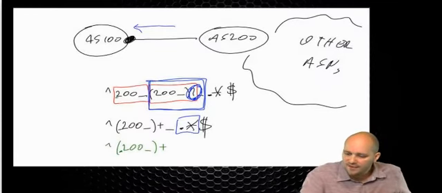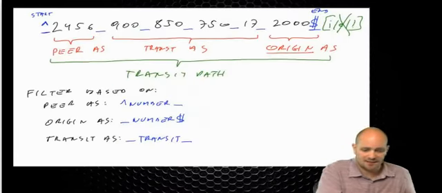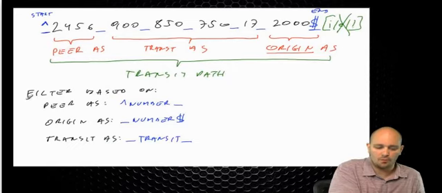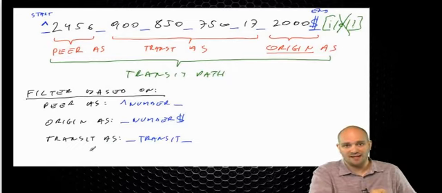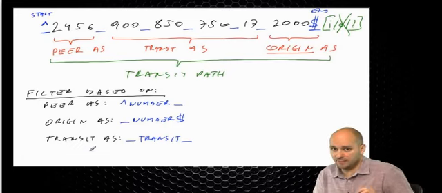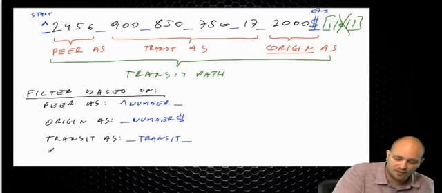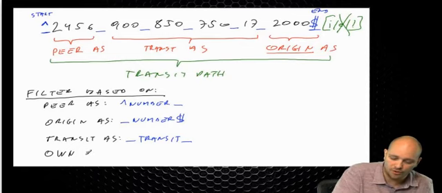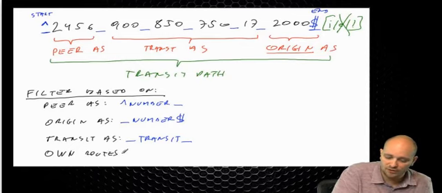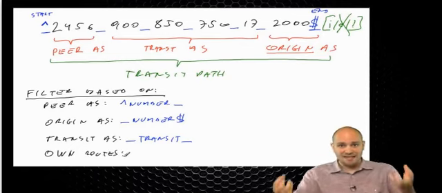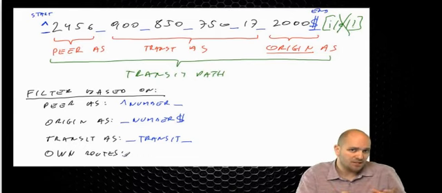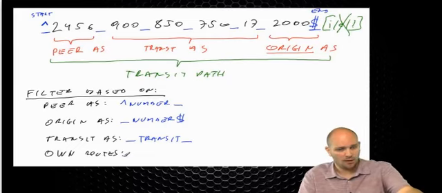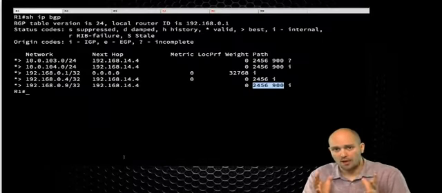Going back to this example here, where I said that in the lab you are most likely to be asked to filter based on peer AS origin or transit AS. Now, there is one more thing that they might ask you to do, and that is to filter just your own routes. Now, the routes that are originated in the AS in which you are will have no AS path.